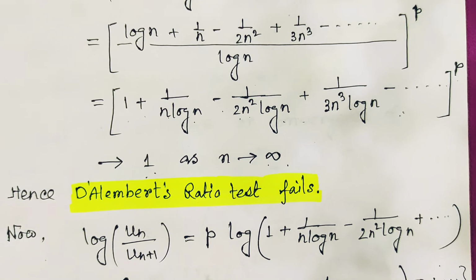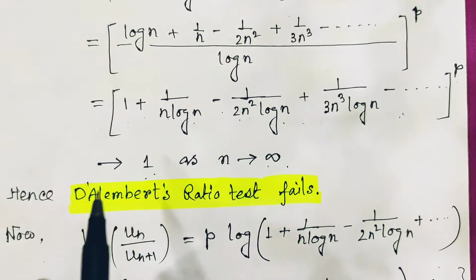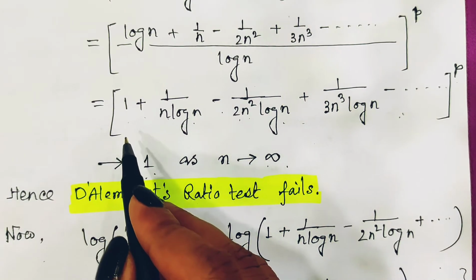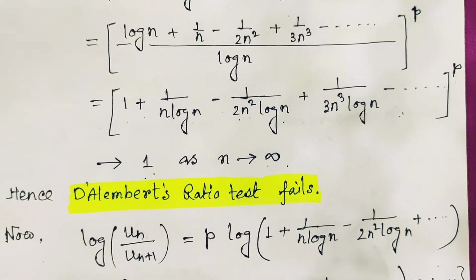So definitely we should take the help of either Raabe's test or the logarithmic test. But as the given ratio, that is un divided by un plus 1, is in some power of p, we apply the log test here, so the logarithmic test.